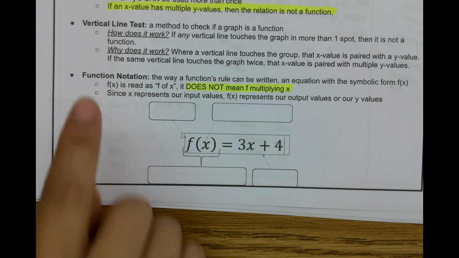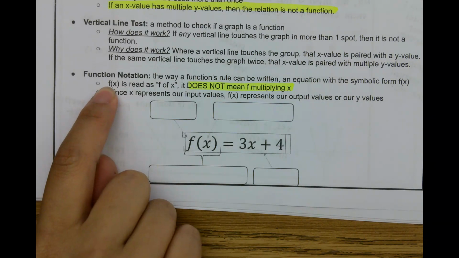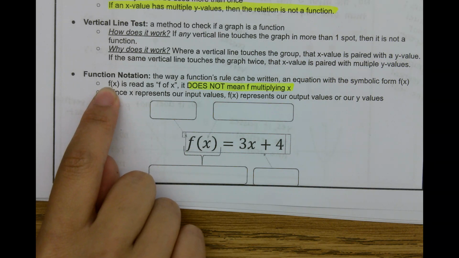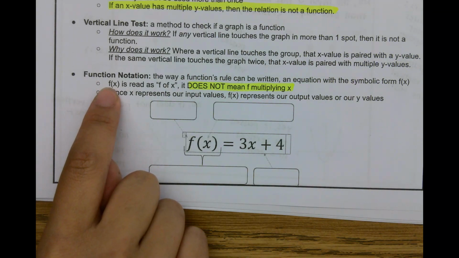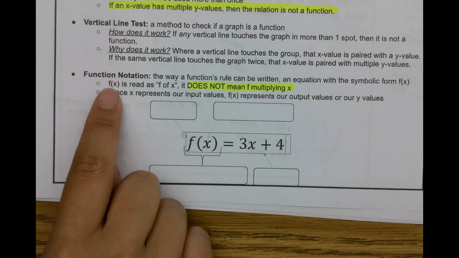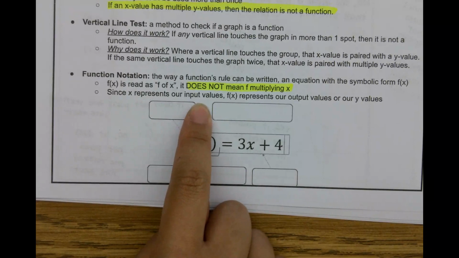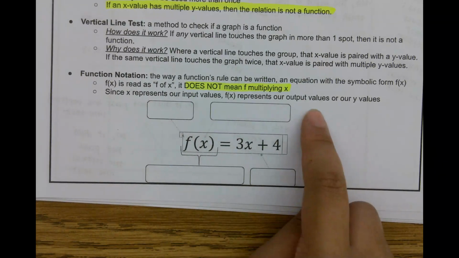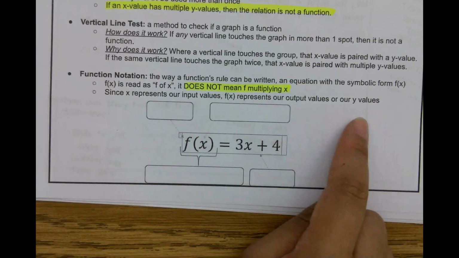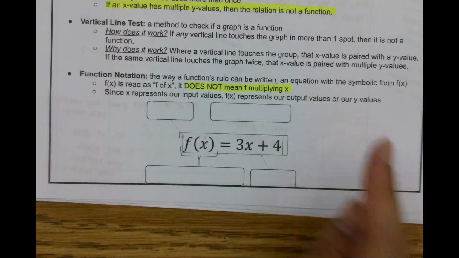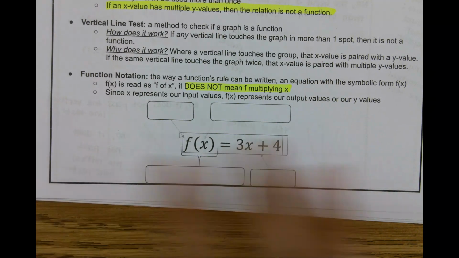Technically the letter that we choose in front doesn't matter. We normally just use f of x, and then if we had to have a second one, we choose g of x. If we do a third one, we normally do h of x. But you can do whatever letter you want. If your favorite letter is r, then you can do r of x. But generally we do f for function, f of x. Since x represents our input values, f of x represents our output values, often known as our y values, especially when we're graphing. So let's label the parts.